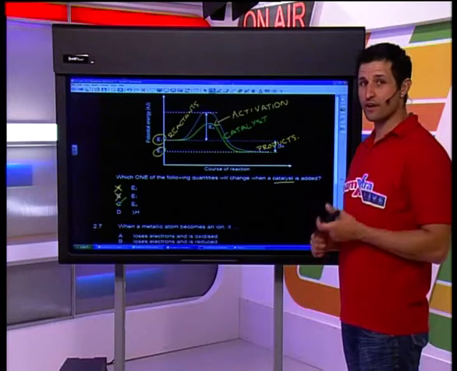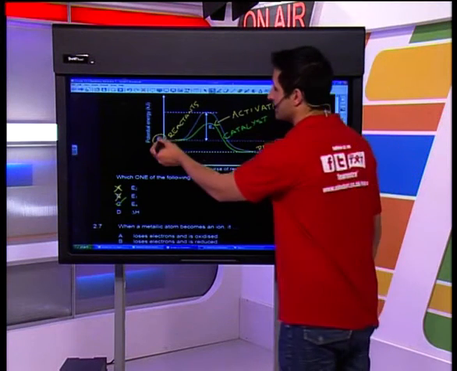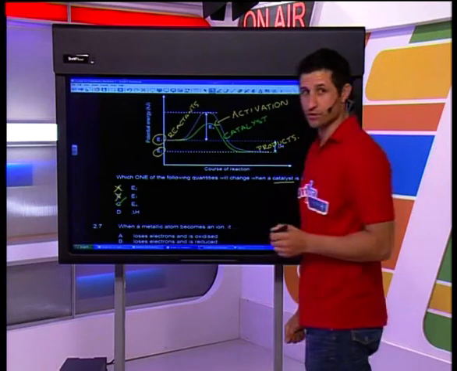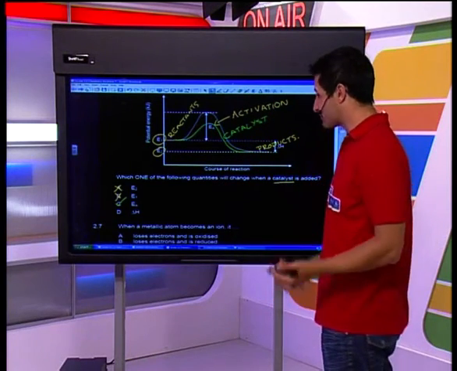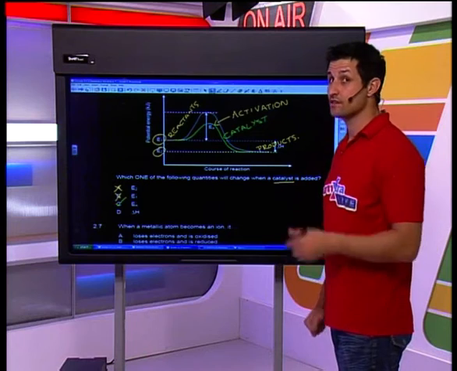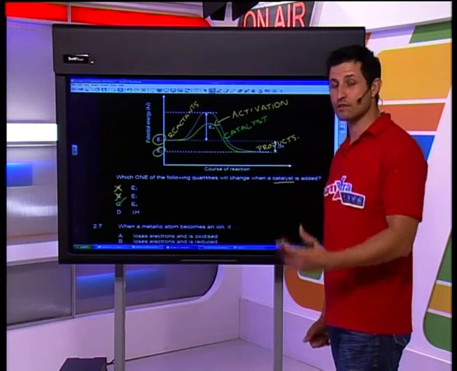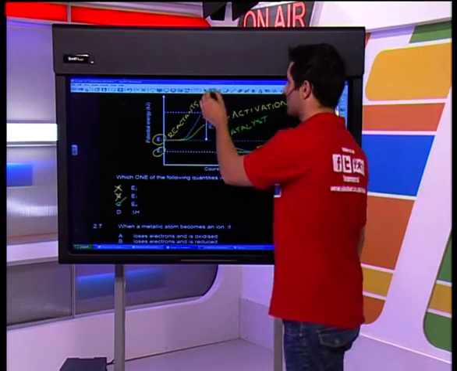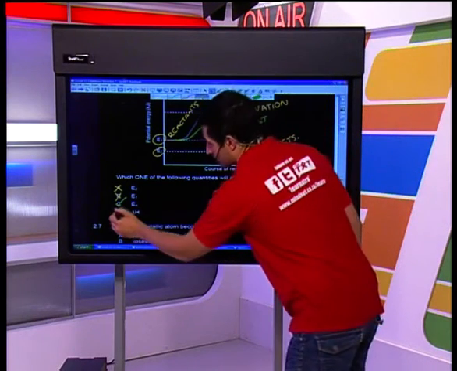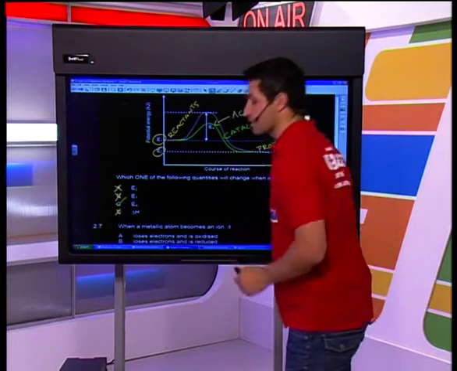Okay. Now I remember I told you that option E, 1 and 2, can't be changed. So the difference between them can't be changed either. Delta H is fixed for a particular type of reaction. Doesn't matter what catalyst you put inside it. So I know that option D is not the correct one.